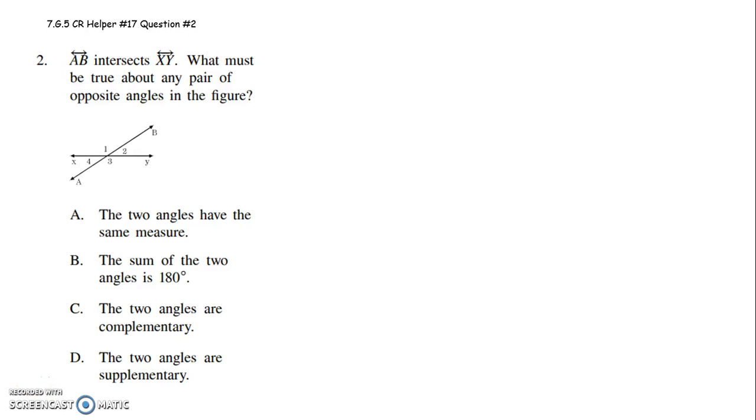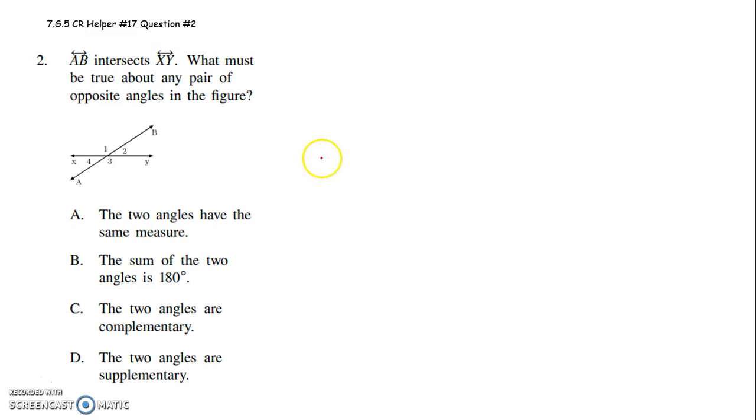All right, 8th graders, this is to help you with question 2 on CR 17. It says line AB intersects line XY. What must be true about any pair of opposite angles in the figure?